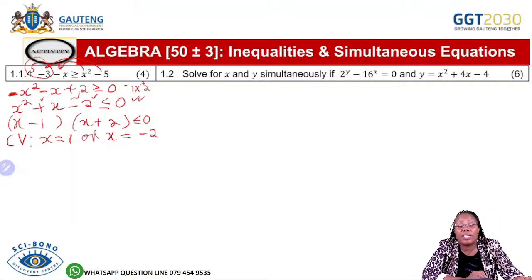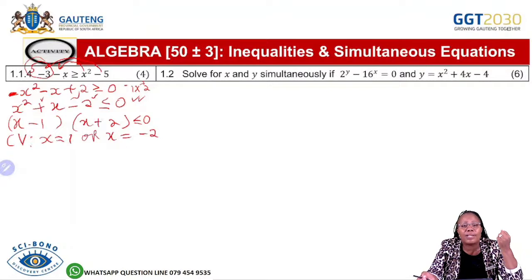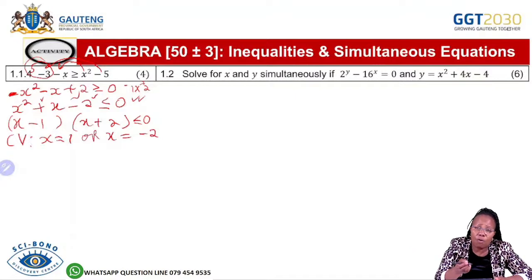Since we have the critical values now, we have different methods now. Other schools are using the number line, others are using the parabola type graph, and then others are using the table method. I will go for the number line one.